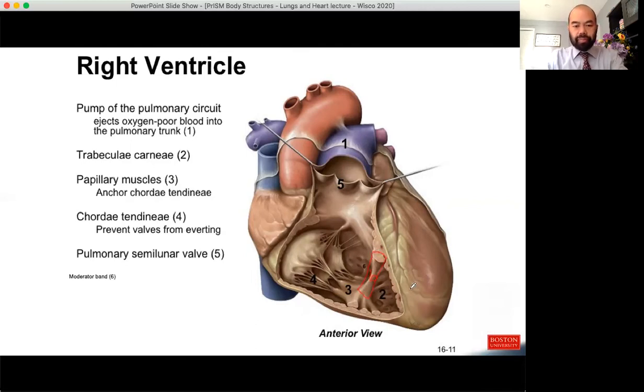Okay. Number 5 is the pulmonic valve. Notice that it is also a semilunar valve, 3 cusps. All right, and then blood flows out through the pulmonary trunk.